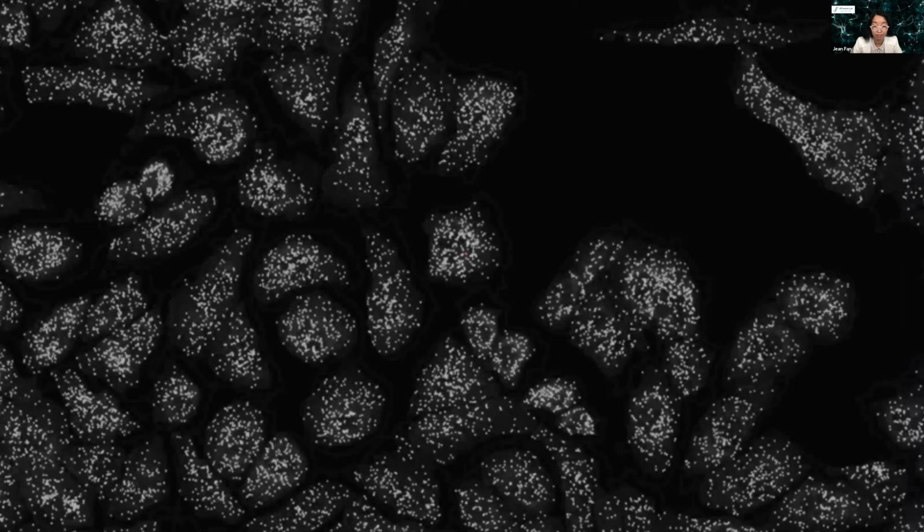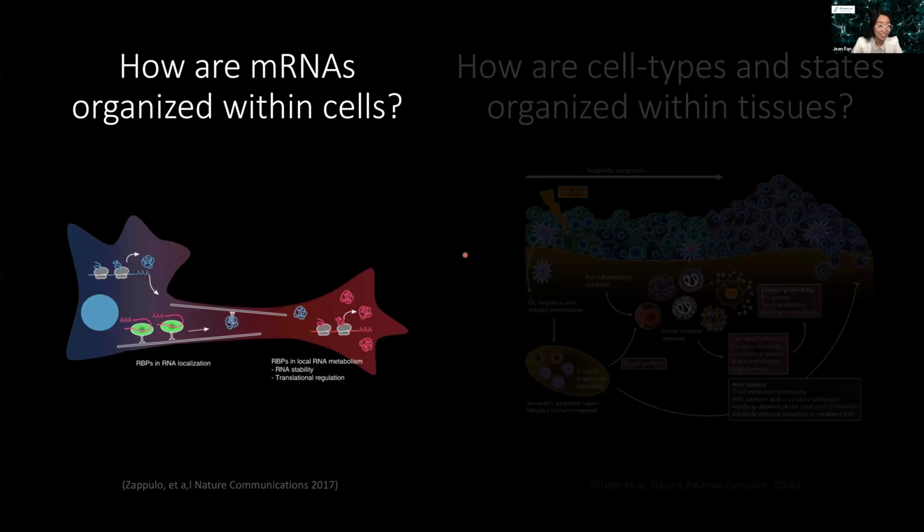Okay. So having this type of rich spatially resolved transcriptomics data, we can go back to our original biological questions of interest and see if we can derive new insights regarding, for example, how our mRNAs are organized within the cell.